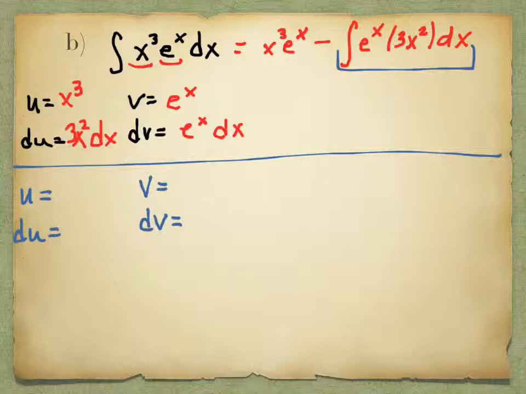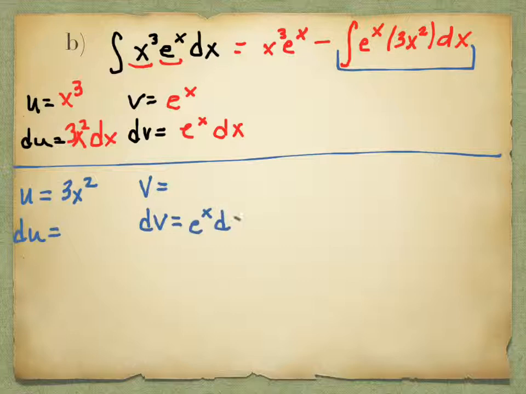So what should u be? 3x squared is a good choice. Why? The derivative becomes simpler. I mean, that's just all there is to it. So then what does dv become? The other piece, e to the x dx.